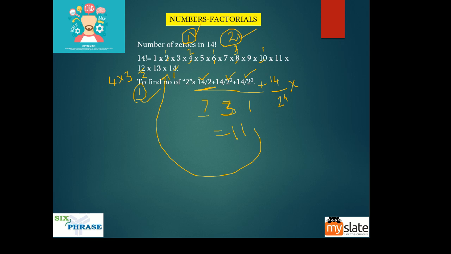Now when you do 14 by 2 cube, see, if 1 goes, this will become 0, 1 goes, this will become 0, but we have 2 here. So if you take 1 out of it, you still have 1 remaining. To capture that one 2, we do 14 by 2 cube. So 14 by 8, we get 1. This is the reason why we do this type of arithmetic.